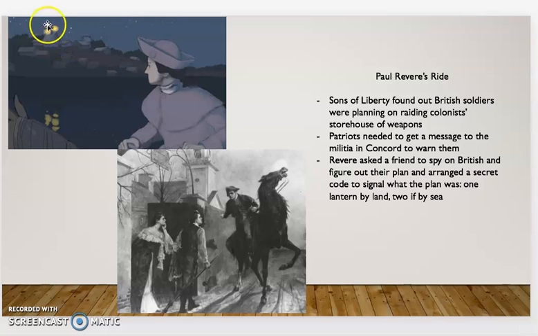So we can see that there were two lanterns in there, so they knew that the British were going to come by sea. And then Paul Revere rode throughout all of the towns until he got to Concord, yelling the famous phrase, the British are coming, the redcoats are coming.